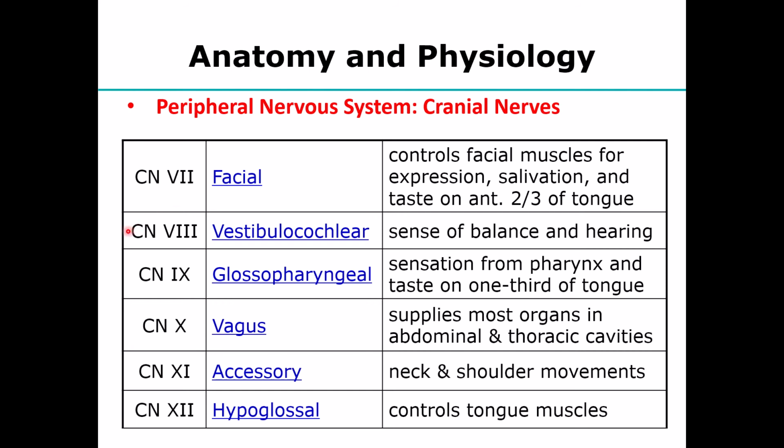Vestibulocochlear is cranial nerve 8, and that is a special sense, and there are two types of senses here. One is for balance and the other one is for hearing. So vestibular is for the balance and cochlear is for the hearing.